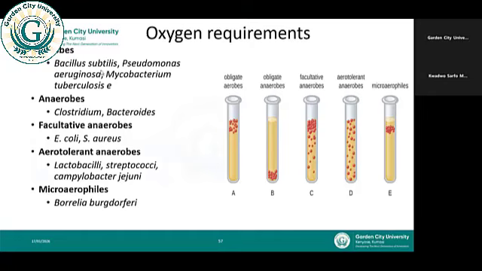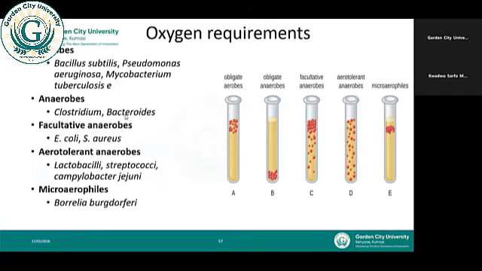So there are different types of organisms. All these are bacteria anyway. We shall come to the other groups of microorganisms. I'm using bacteria as an example, that are aerobes. So Pseudomonas aeruginosa, Mycobacterium tuberculosis, Bacillus subtilis. Most of these are the ones that cause the upper respiratory infections, because oxygen is favorable to them.